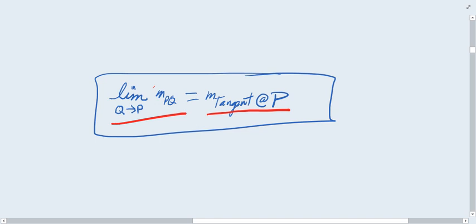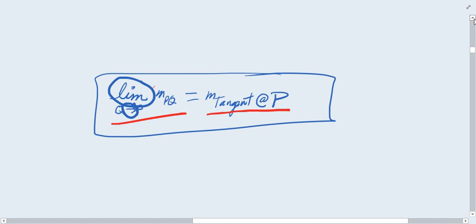So okay, as the 2 points get together, the slopes of the secant lines approach the slope of the tangent. Now it's really important, this limit part and this arrow part, we're talking about getting infinitely close, but not actually talking about 1 point. As Q approaches P, it gets infinitely close.